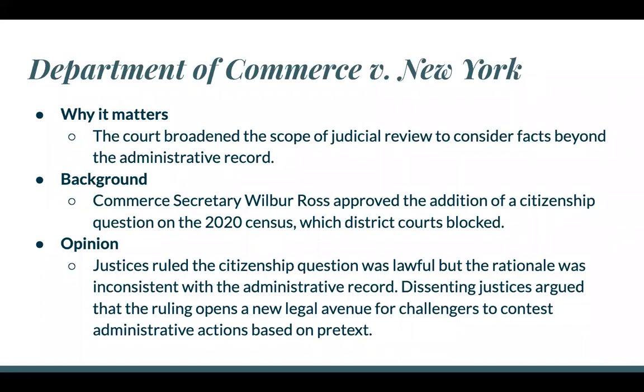And why did the district courts block that question? Well, the district courts found that the question violated the Constitution's enumeration clause as well as provisions of the Census Act. And they also held that Trump administration officials had failed to follow proper administrative procedure when they approved the addition of the question. The government appealed the district court rulings directly to the Supreme Court in the hopes that a final decision could be reached before the census had to be printed.